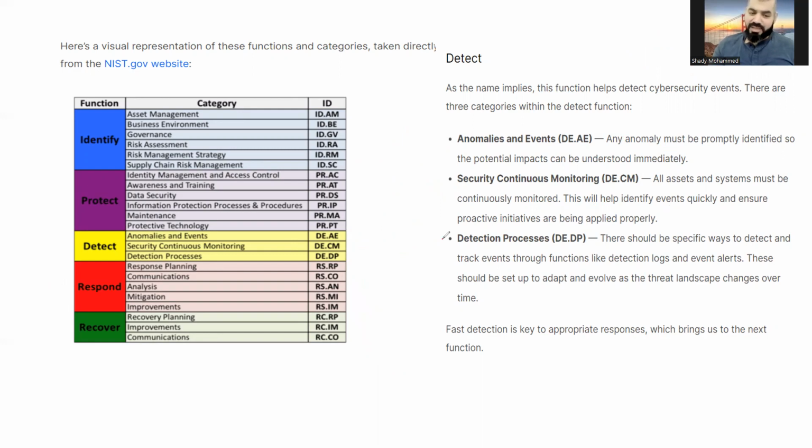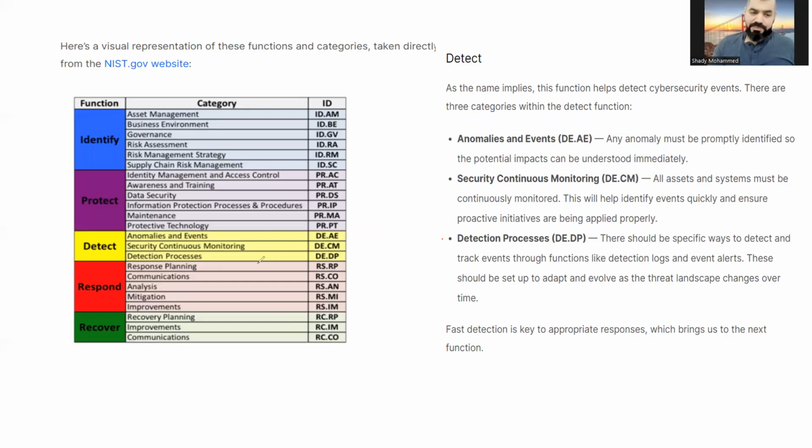Reactive means that after the incident has happened, you are trying to, for example, contain the incident, eradicate the threats, and recover from the incident. But proactively means you are looking for threats as soon as they take place to eliminate them.